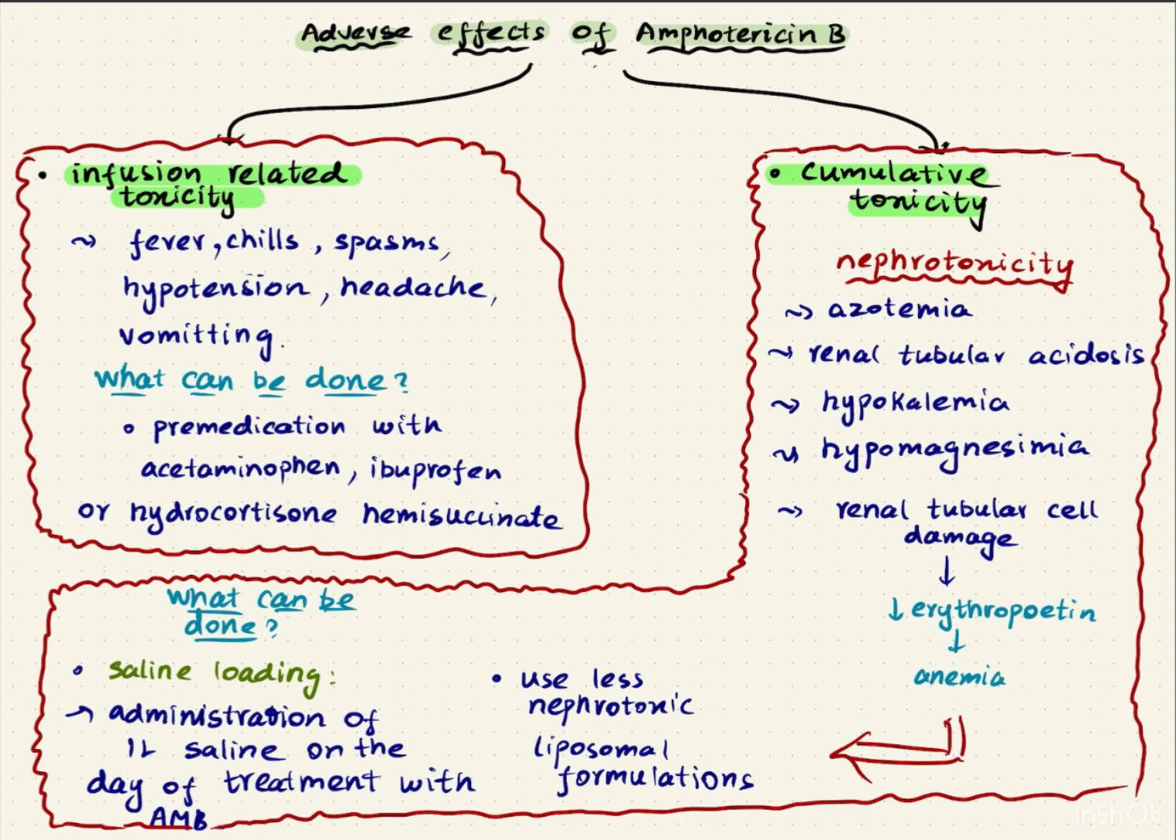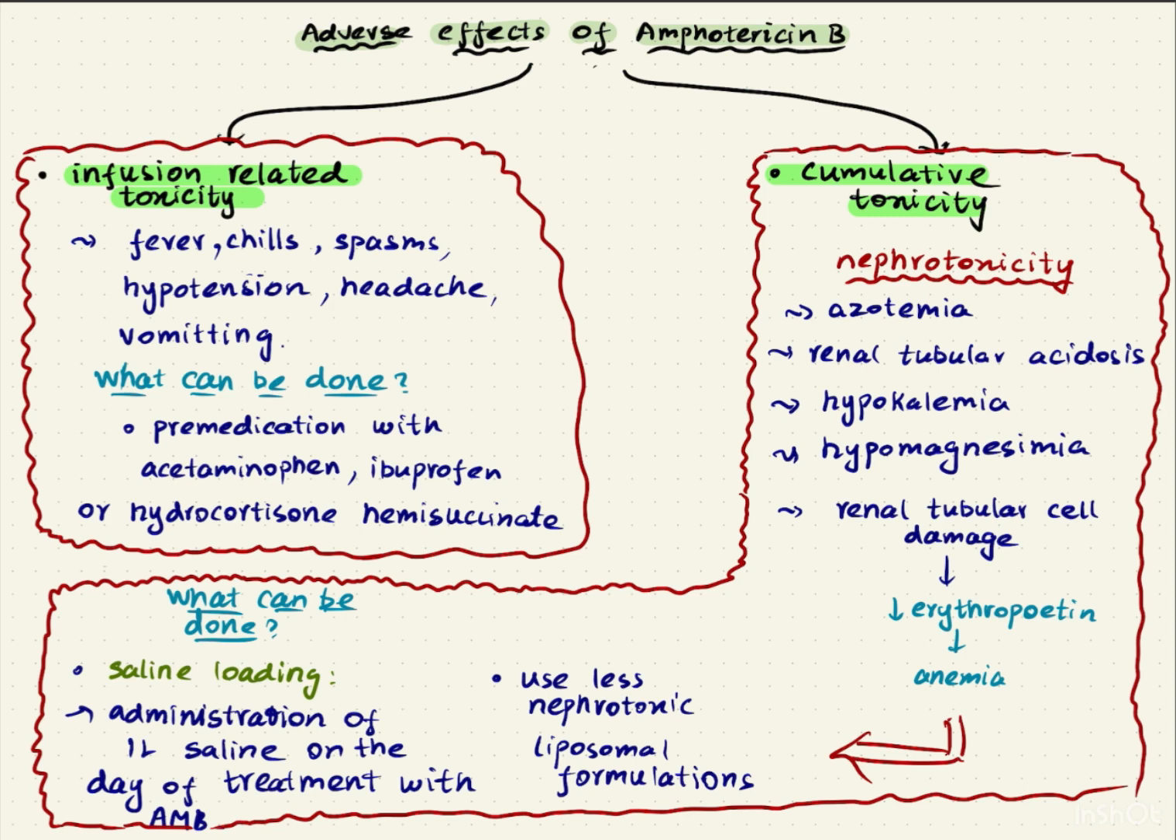One major side effect of amphotericin B is that it is highly nephrotoxic. This is a very important point, and it can cause azotemia, increase in serum urea levels. It can cause renal tubular acidosis. It can end up producing a number of electrolyte abnormalities like hypokalemia and hypomagnesemia. It can cause renal tubular damage, which can result in decreased erythropoietin production and anemia. All these are the nephrotoxic effects of amphotericin B.